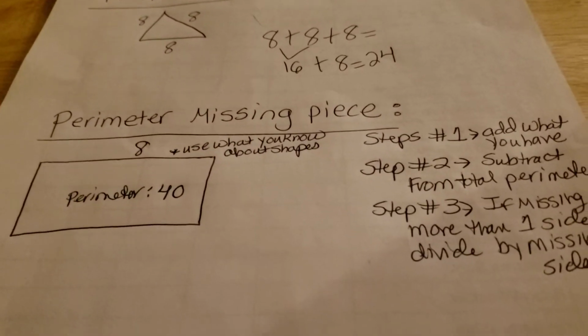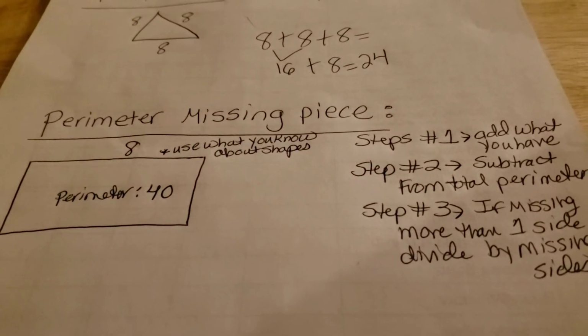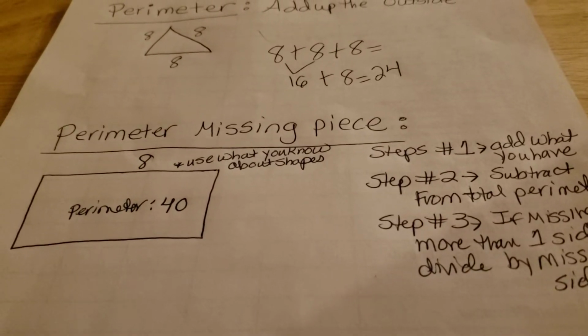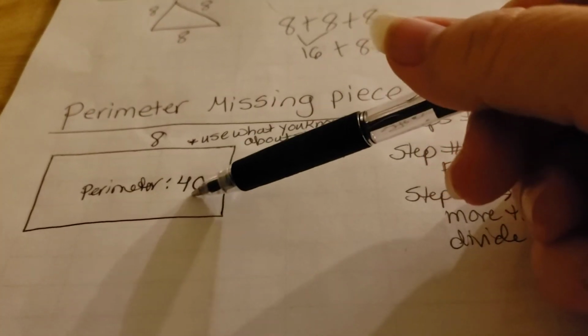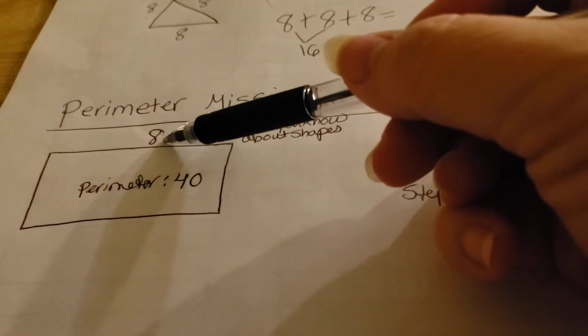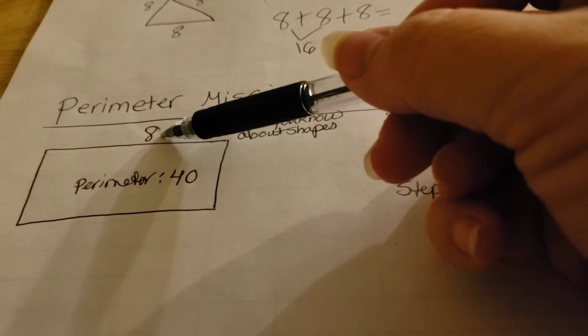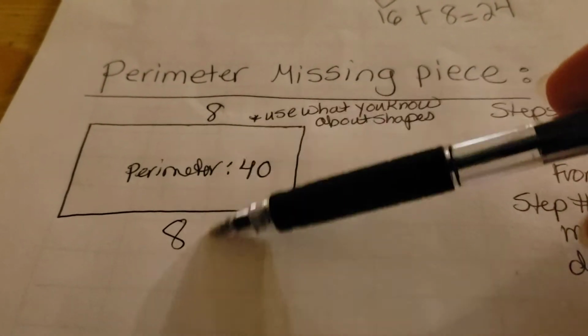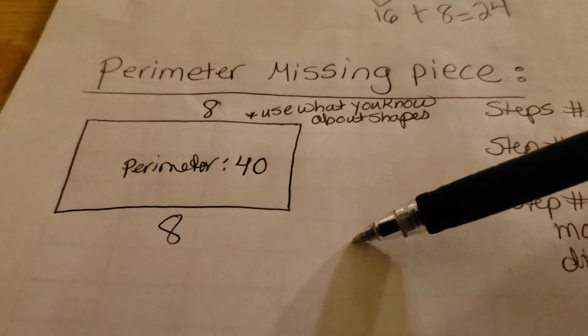Now perimeter also comes in as perimeter with a missing piece. And this is where you have a shape and a side is missing. So they have to do a couple of things. First, they have to use what they know about the shape. So if we look at the rectangle, it says the total perimeter is 40 and the length of this side is 8. That we know, students have been taught, if this is 8, then this is 8. So now we have two sides of our rectangle and we have to figure out the other two sides.